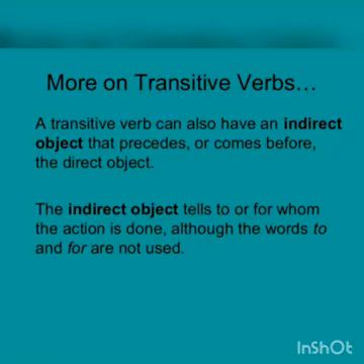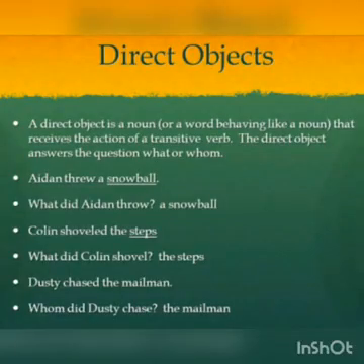A transitive verb can also have an indirect object that precedes or comes before the direct object. The indirect object tells to or for whom the action is done, although the words to and for are not used. A direct object is a noun or a word behaving like a noun that receives the action of a transitive verb. The direct object answers the question what or whom. For example, Aidan threw a snowball. What did Aidan throw? A snowball.